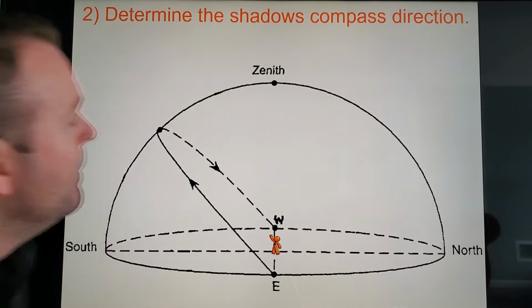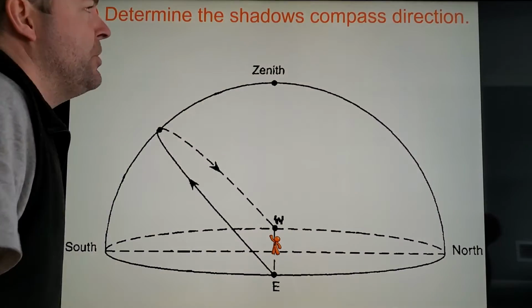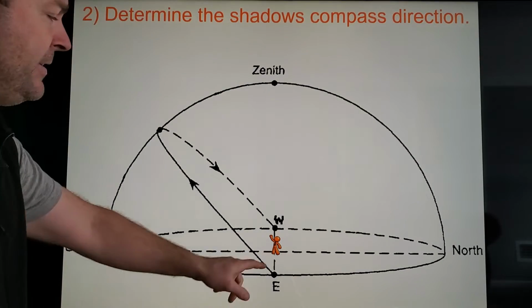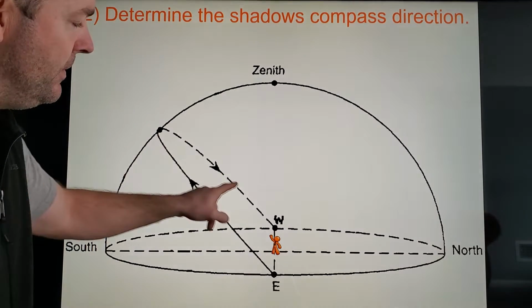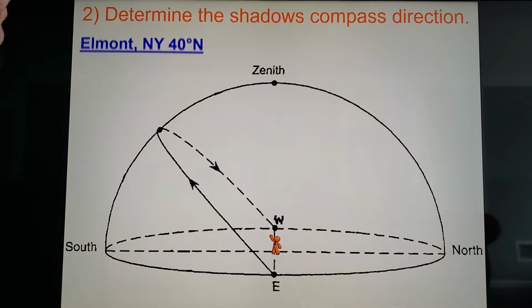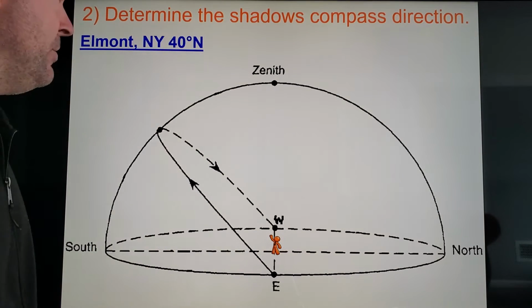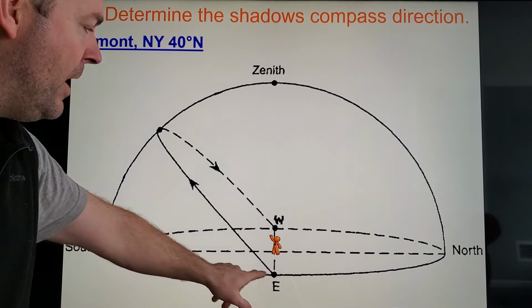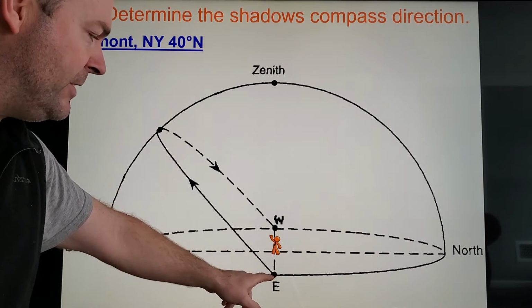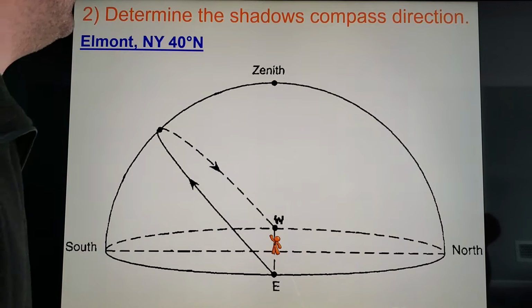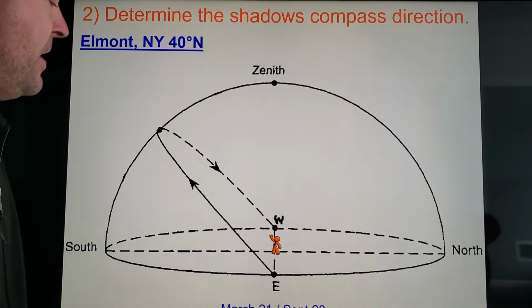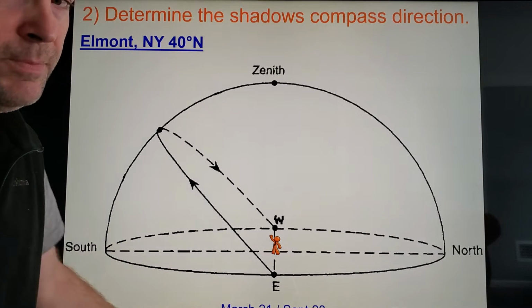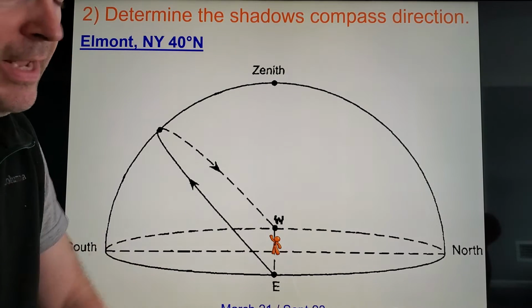All right. So here we're going to try to determine the shadow's compass direction based upon where the sun is in its arc throughout the day. So we're going to be in Elmont, New York, right? This is going to be an equinox day, as you can tell, rising due east and due west. An equinox day in Elmont. And that, of course, is either March 21st or September 23rd, plus or minus a day.